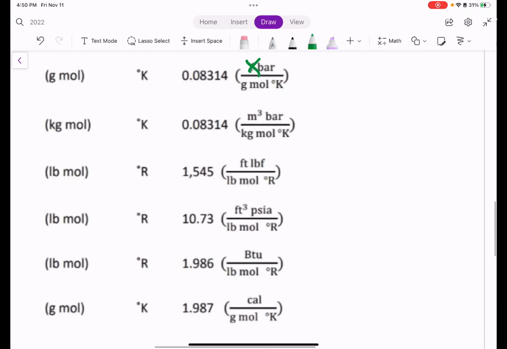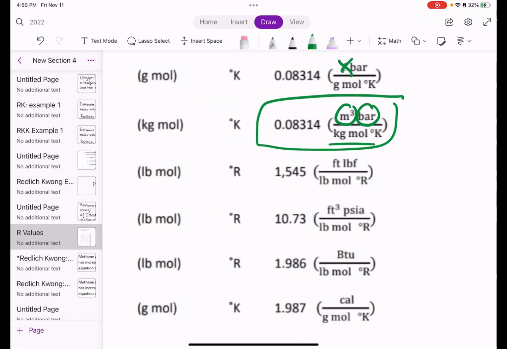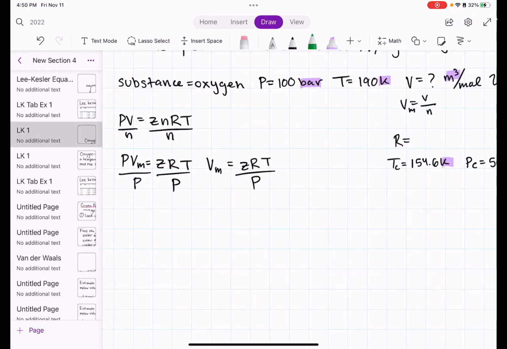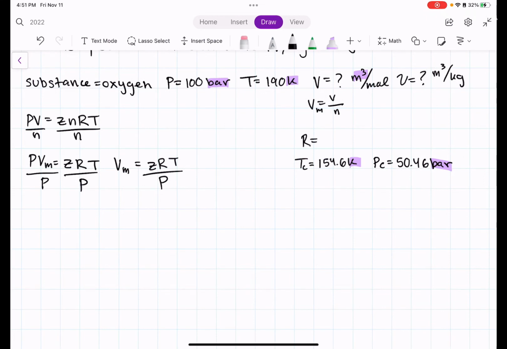I like this one because volume we have it in meters cubed, we have our pressure in bar, and it's easy to convert from kilogram moles to moles, gram moles. So I'm going to go ahead and use that as my value for R. Great. So I'm going to go ahead and write down my R value, 0.08314, as well as its units, because it'll keep us organized, and it'll also tell me the units at the end.